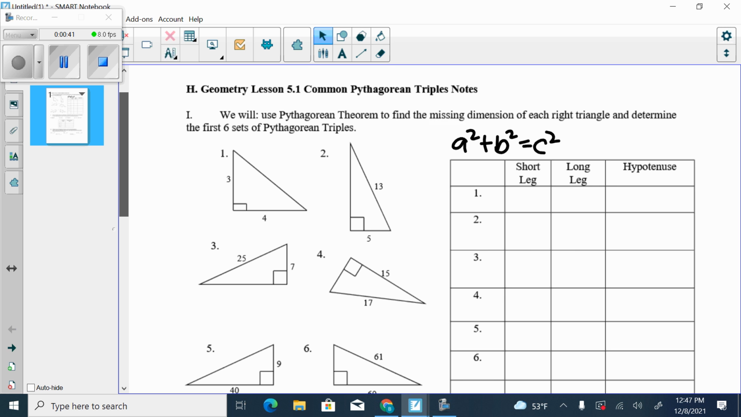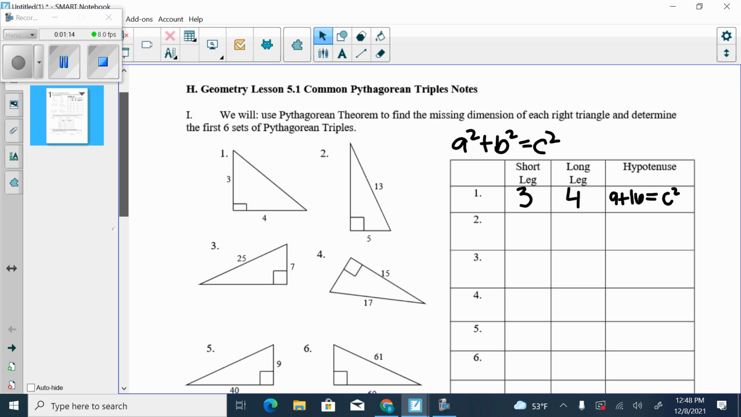So let's see, on figure number 1, what is our short leg? 3, good. Okay, and what is our long leg? 4. And we can use Pythagorean theorem to find the hypotenuse, right? So the theorem would be a squared. Well, what would our short leg squared give us? 9 plus 16 equals c squared. Right.